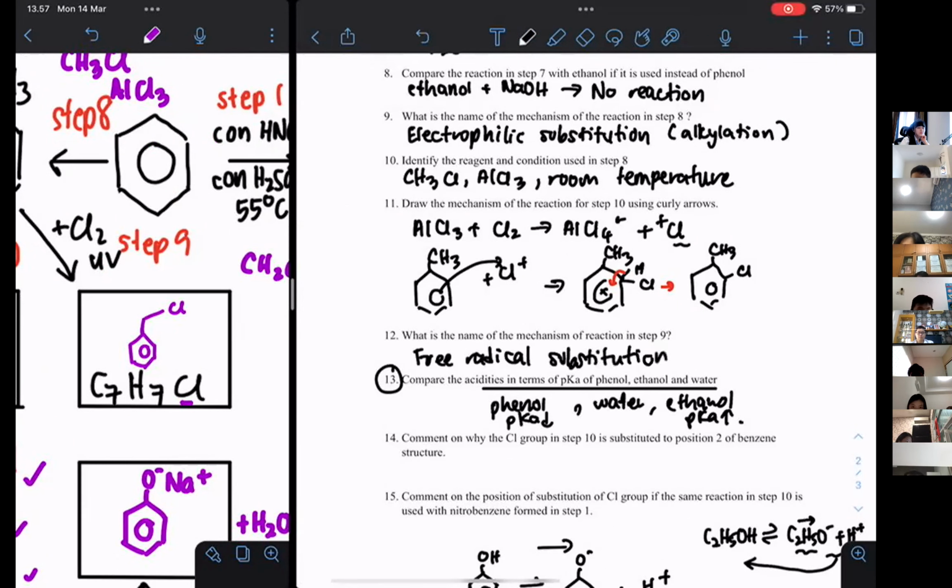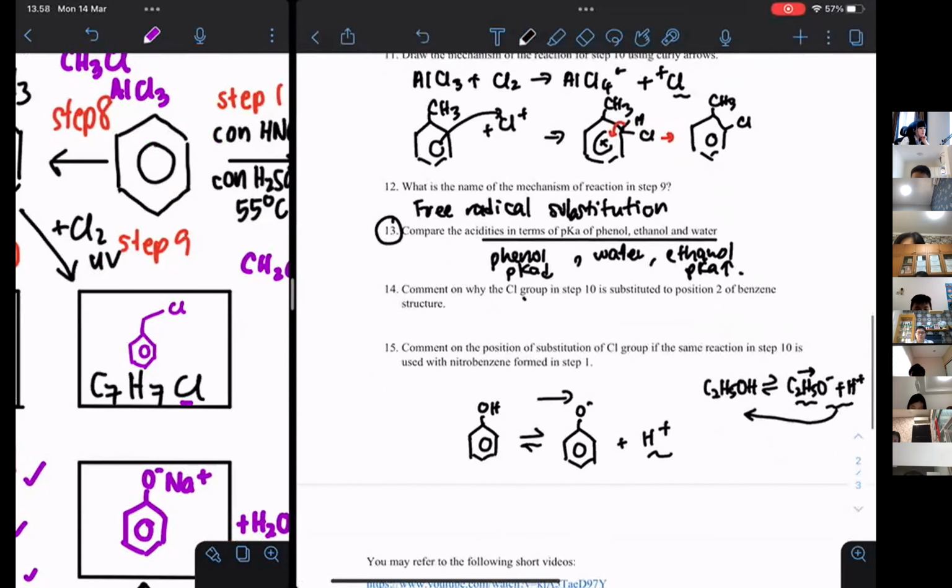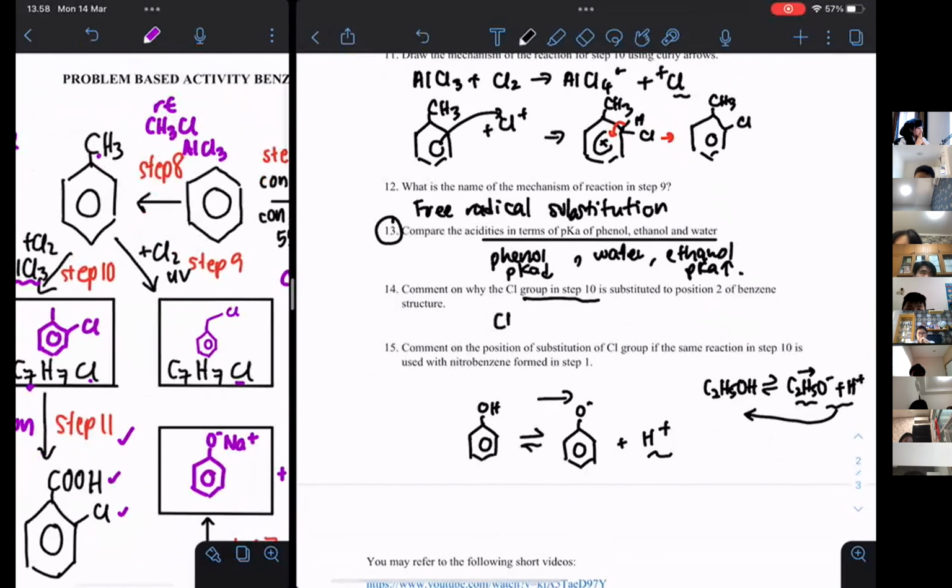Comment on why the Cl group in step number 10 is substituted to position number 2. They say why the Cl group is substituted to that. Because CH3 is an electron donating group, so positions 2, 4, 6 are activated. So you can explain that.